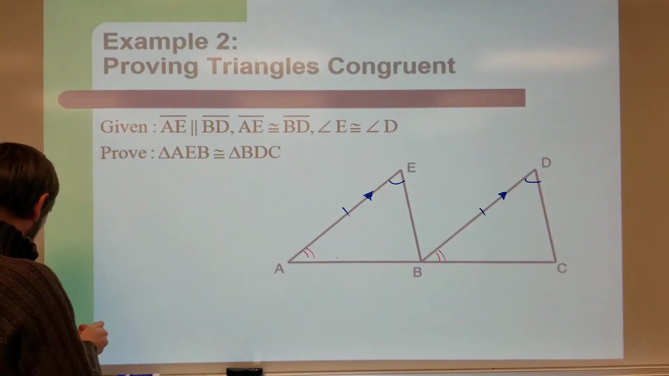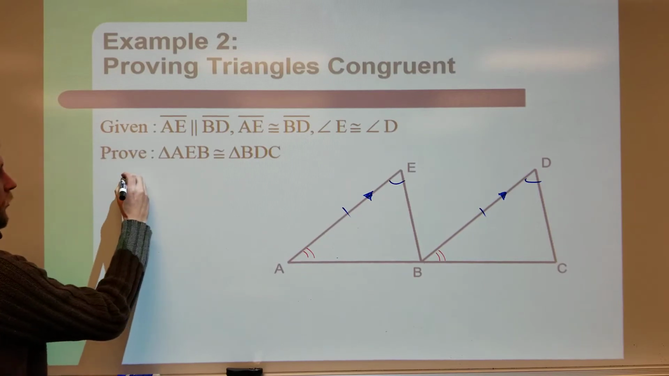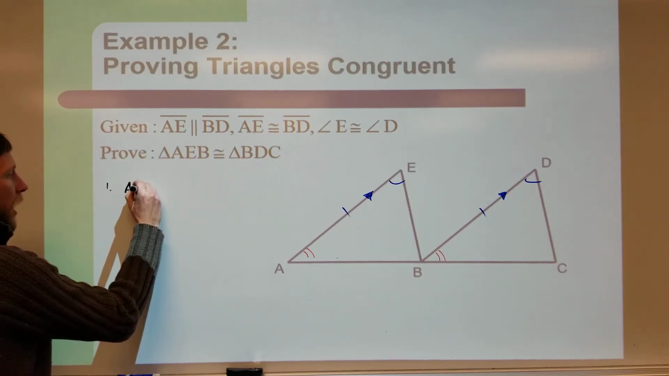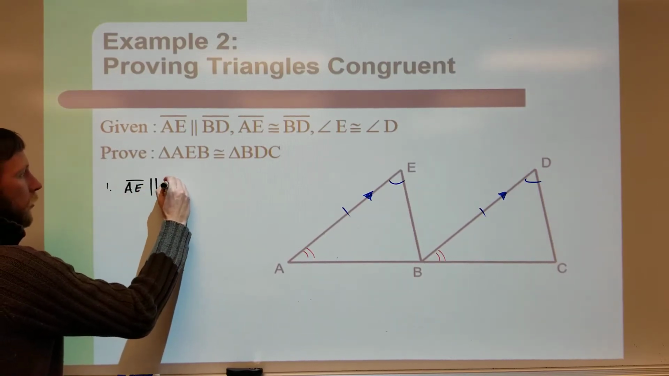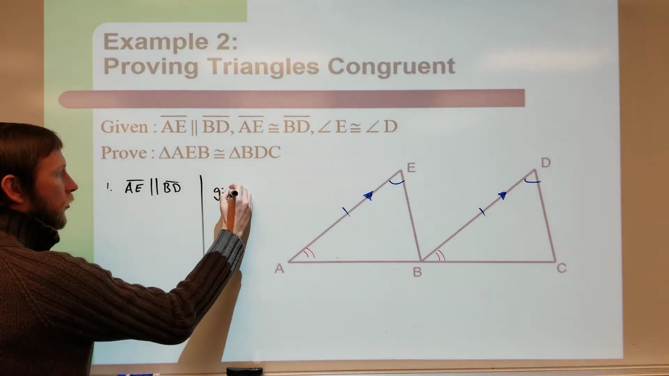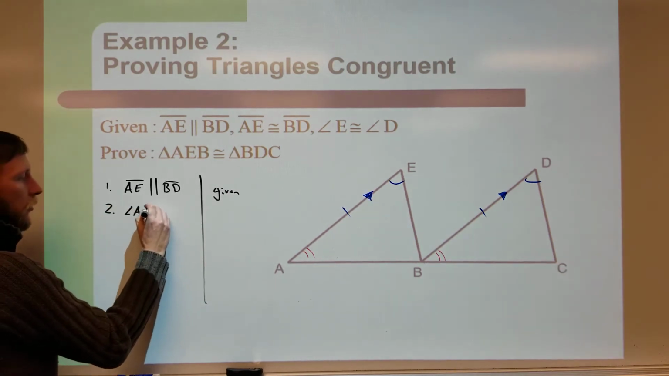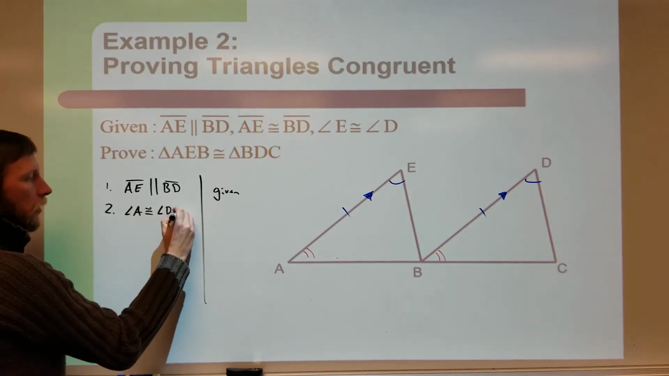So let us write this out as a two-column proof. I will try my best to model that for you. The first thing that I'm going to say is that segment AE is parallel to segment BD because they told us it was, or they told us they were parallel, which means that the angle at A is going to be congruent to the angle at B.